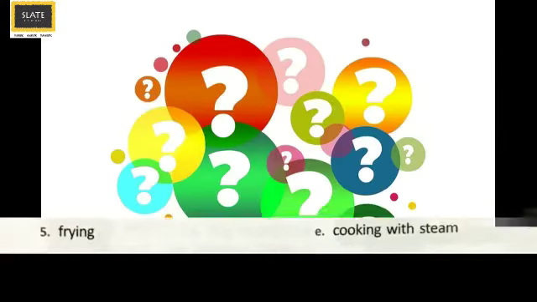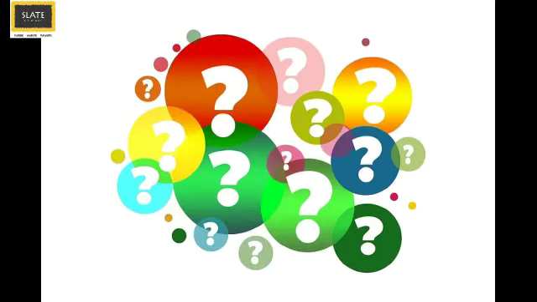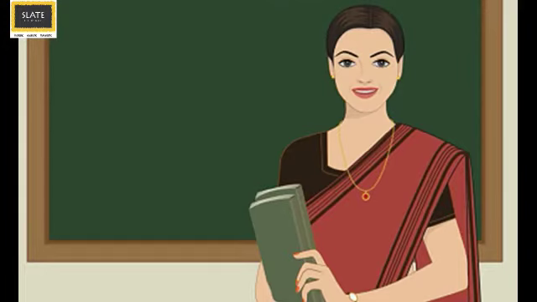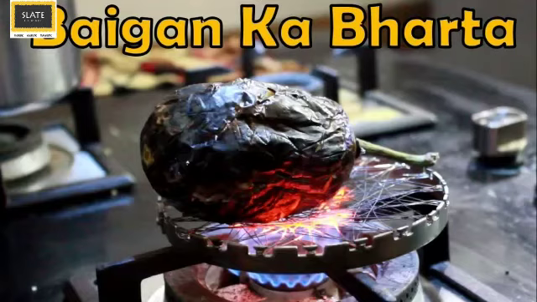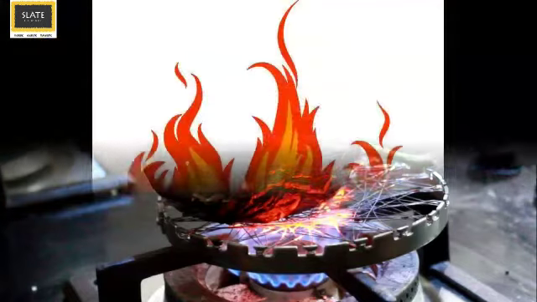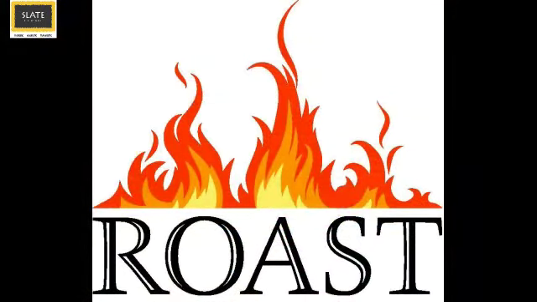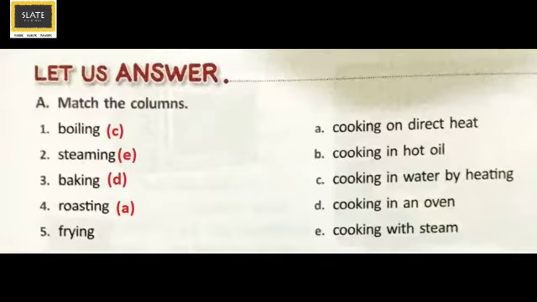Next word in column A is roasting. Slaters, now how do we cook baingan ka bharta? Have you ever seen it being cooked by your mamas? Slaters, baingan ka bharta is cooked by roasting brinjal directly over fire. So roasting means cooking directly over fire. So write A besides roasting.